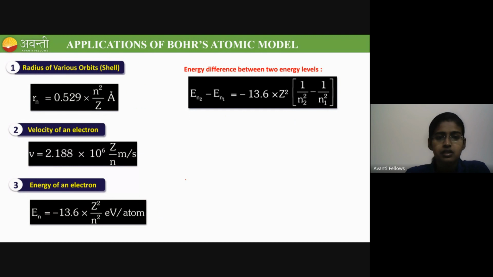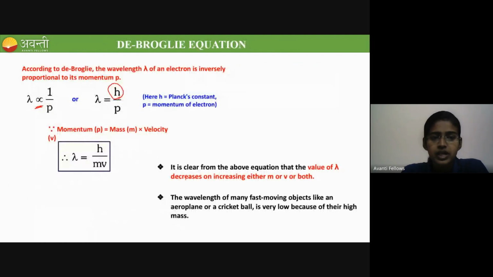Fine. So here is the de Broglie equation: lambda is equal to h by P, where P is equal to mass into velocity, denoted by P is equal to m into v. So in place of P, we can substitute m into v. So lambda is equal to h by mv. It is clear. This is very, very important. This is the de Broglie equation.